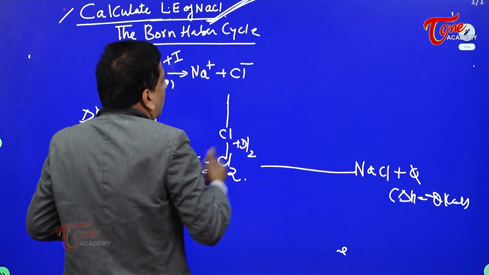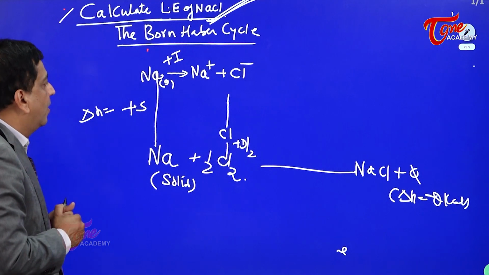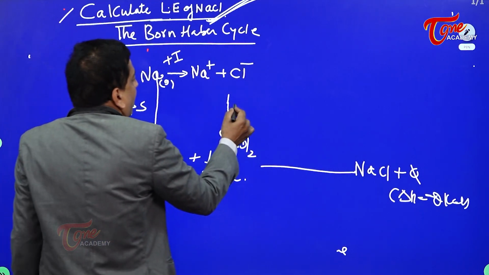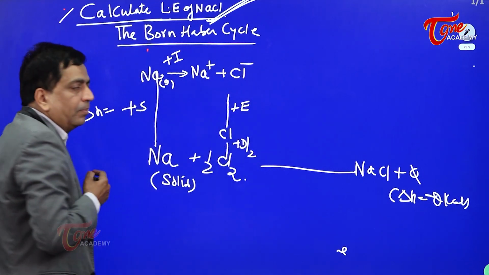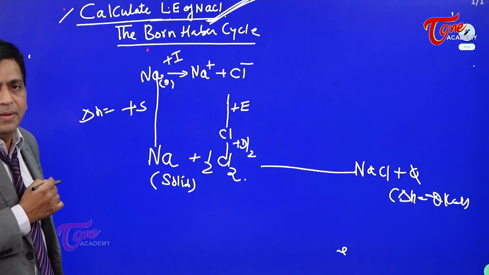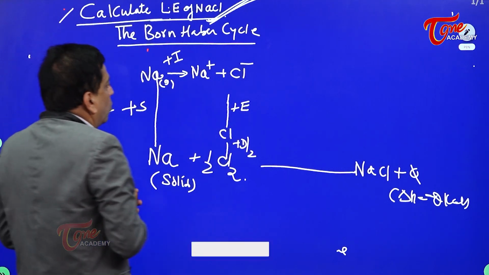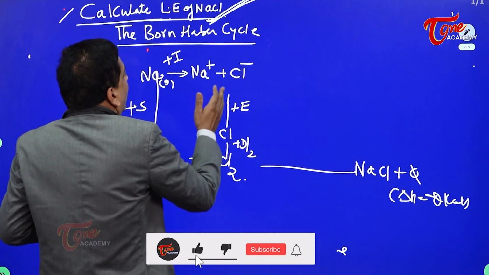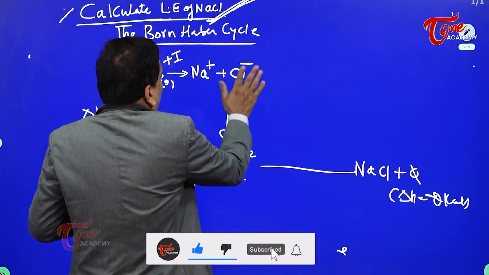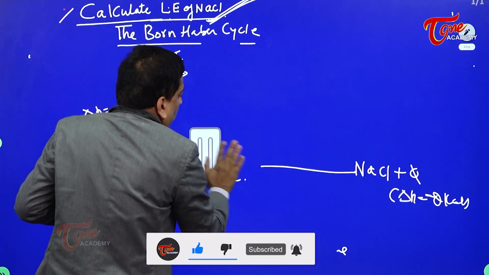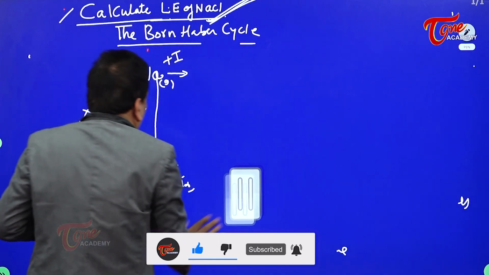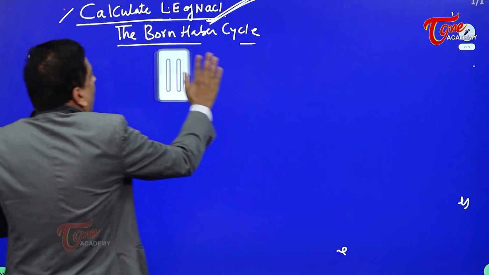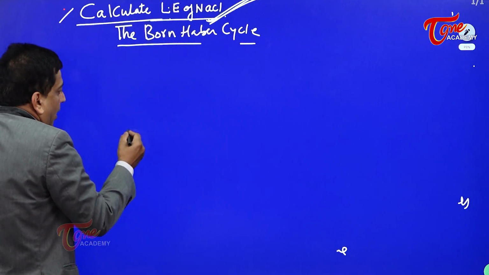This forms basically Cl-, you must understand. And for this, the energy is released, that is +E. Right? So if we can extend this and write it properly, this entire pictorial representation looks like this.